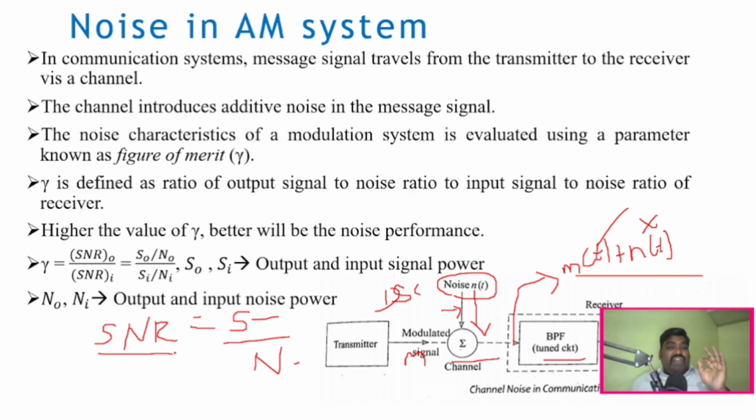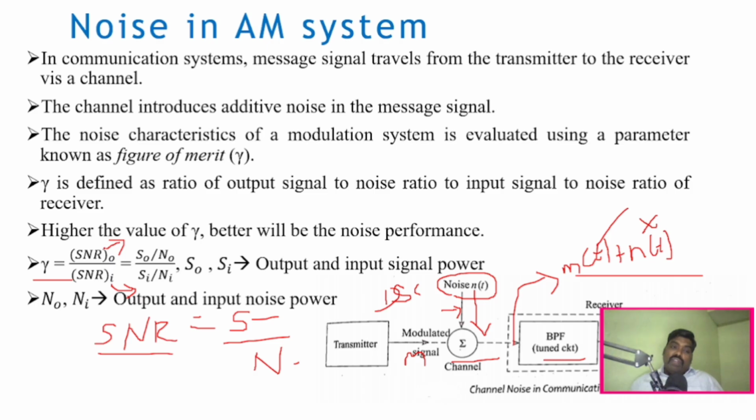And the figure of merit is a very important parameter that evaluates the noise characteristics of the modulation system. And as I said before, figure of merit can be represented as SNR output divided by SNR input, which means we have to calculate the SNR output and then the SNR input, right? And then we have to divide so that we will obtain the figure of merit, right?